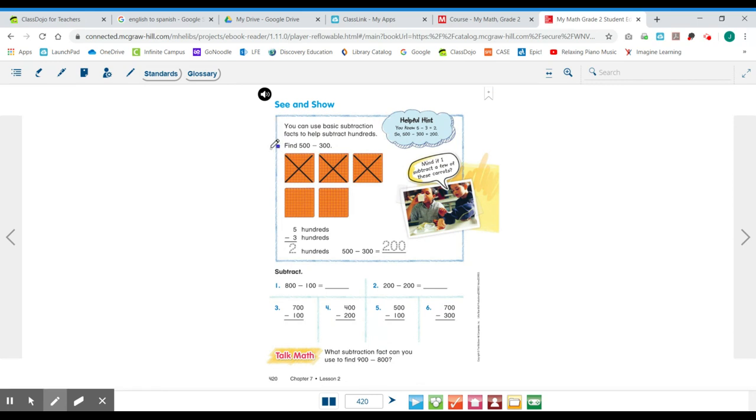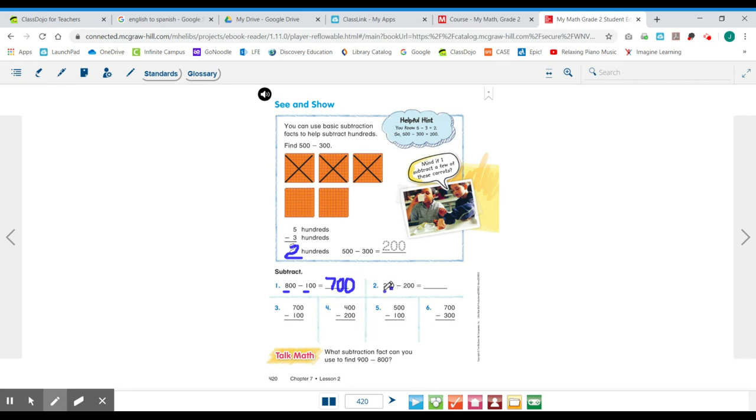If we look at 500 minus 300, we can draw 500s and take away 300 of them, 3 of the hundreds. We also know that 500s minus 300s equals 200s because we know 5 minus 3 equals 2. So 500 minus 300 equals 200. So let's subtract. 800 minus 100. I'm going to think about the fact 8 minus 1. What's 8 minus 1? That's right, it's 7. And now I'm going to put my hundreds back in. So 800 minus 100 is 700.